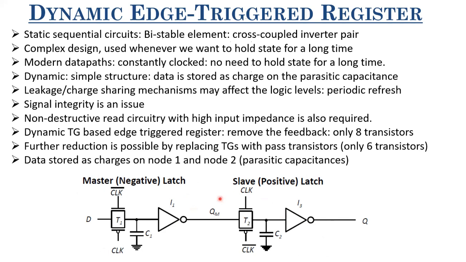Further improvement is also possible. You can realize a dynamic edge-triggered register using only 6 transistors. If you realize this using fast transistors, that circuit I'll also be discussing. And here, how exactly is the data stored?